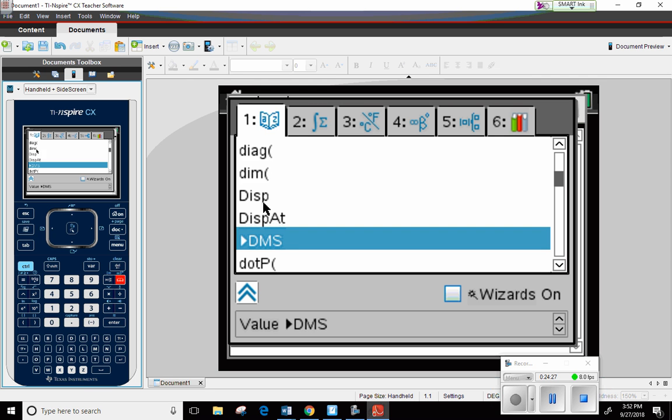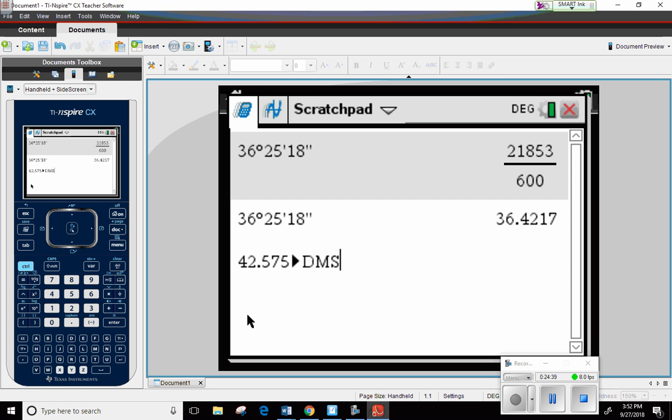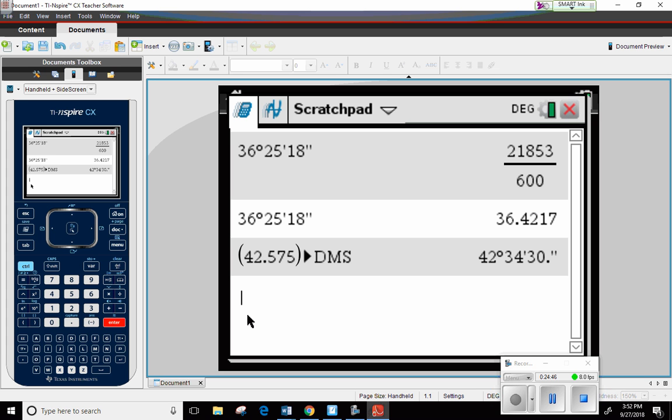All these are alphabetical. See, mine is already pulling up because I had done this previously. So you want DMS. So as soon as I push enter, once I highlight that and choose it, it's basically telling the calculator, I want to take this decimal and rewrite it as degrees, minutes, seconds. When I push enter, 42 degrees, 34 minutes, 30 seconds.